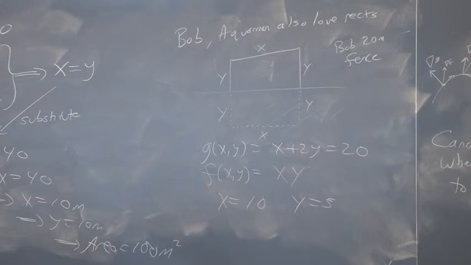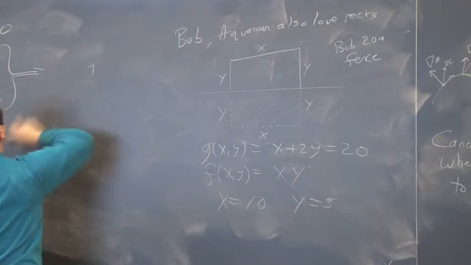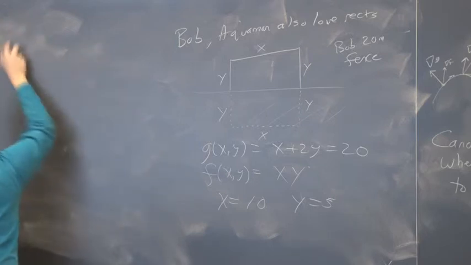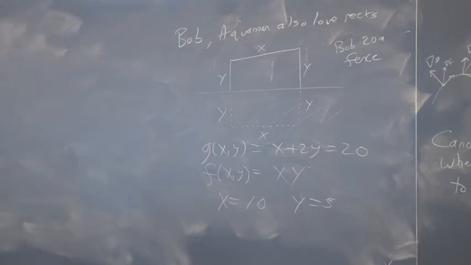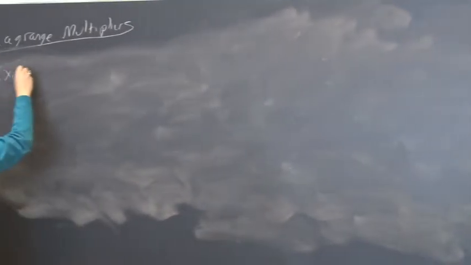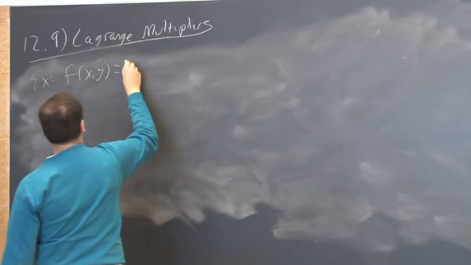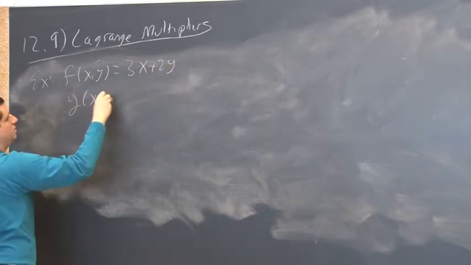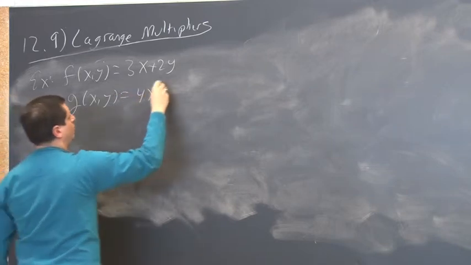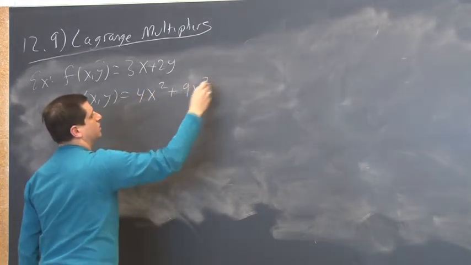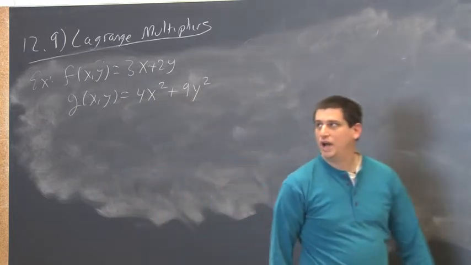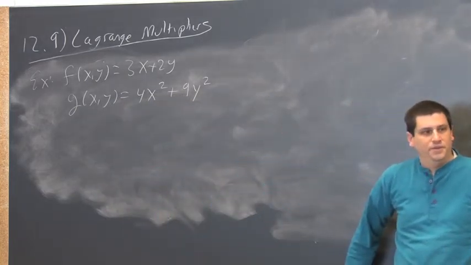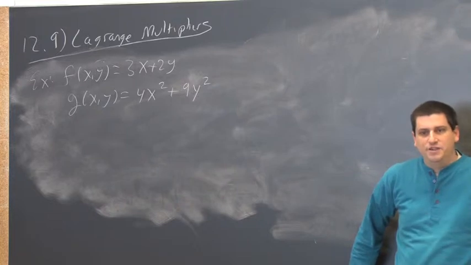Okay. So now it's time for a more interesting example of Lagrange multipliers. And so what I'm going to do now is we're going to have the function f of x, y is going to be 3x plus 2y, and g of x, y is going to be 4x squared plus 9y squared. So I need to give you a little bit more information. What information do I have to give you?